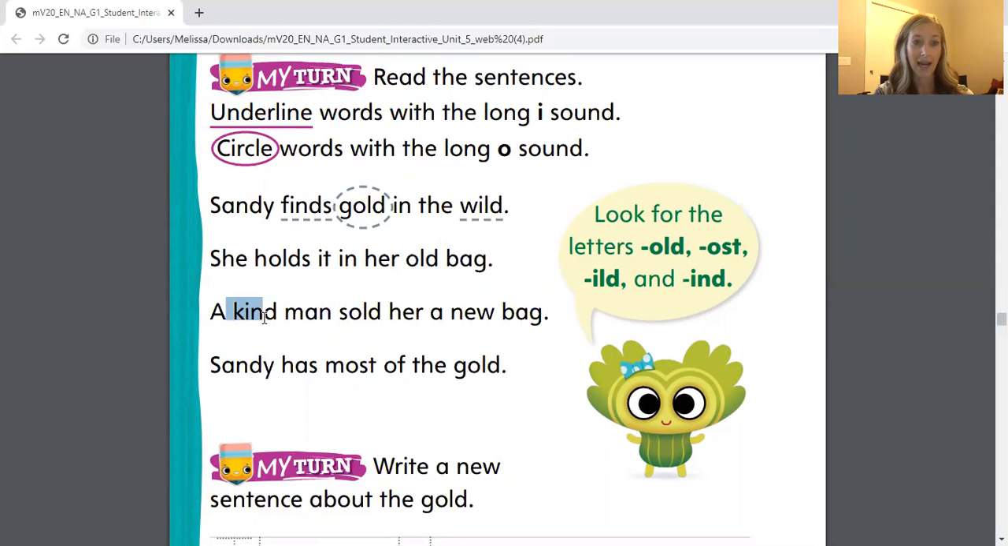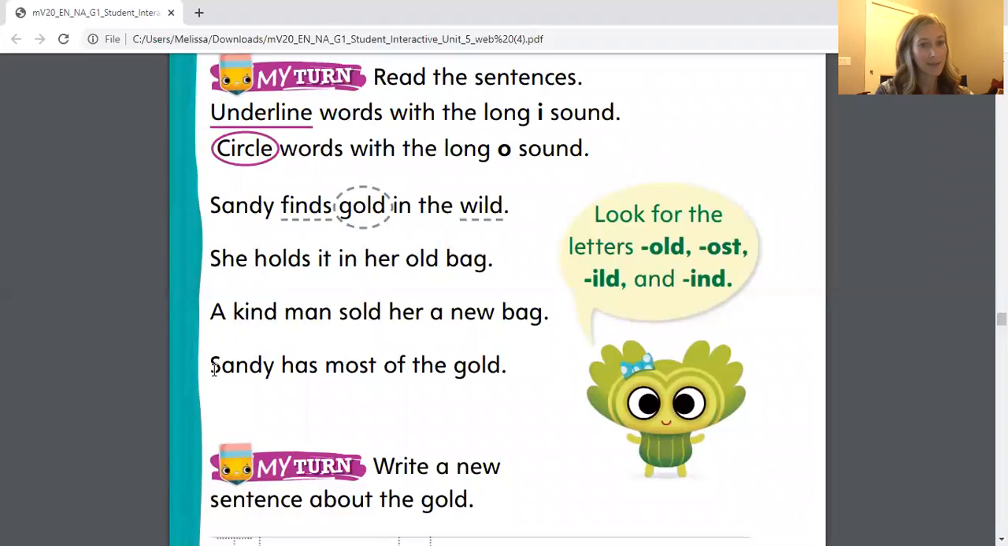What about the word kind? I hear that long I sound. Underline the word kind. A kind man sold, I hear that long O sound. Circle the word sold. A kind man sold her a new bag.